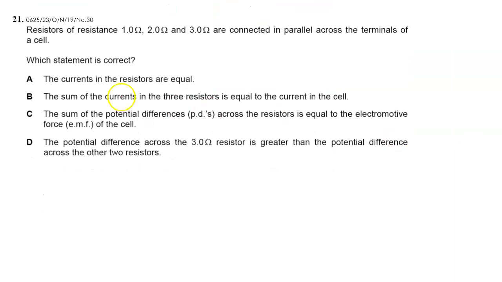Number 21, of course, from paper 2-3, number 30. Three resistors are connected in parallel across a terminal. Which statement is correct? The current in the resistors is equal. No, we'll have more current passing through the resistor that is offering least resistance, and less current in the other, which is offering more resistance. So it's not equal. So this is not right. The sum of the currents in the 3 is equal to the current in the cell. Yeah, that is correct.